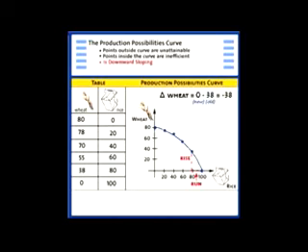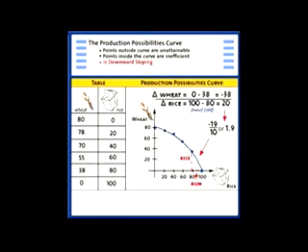-38 divided by 20 reduces to -19 over 10, or -1.9. If I connect these 2 dots, the slope of this dotted black line is the rise over the run, the change in wheat production divided by the change in rice production. And this slope in this case is -19 over 10, or -1.9.